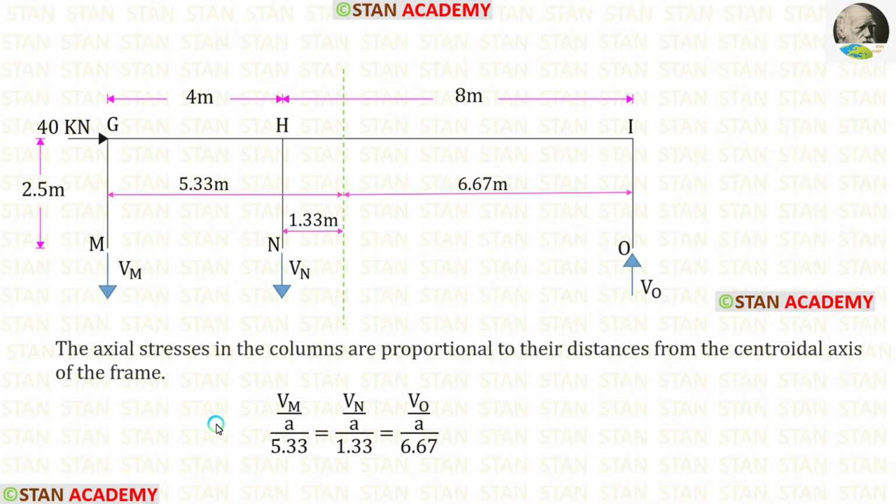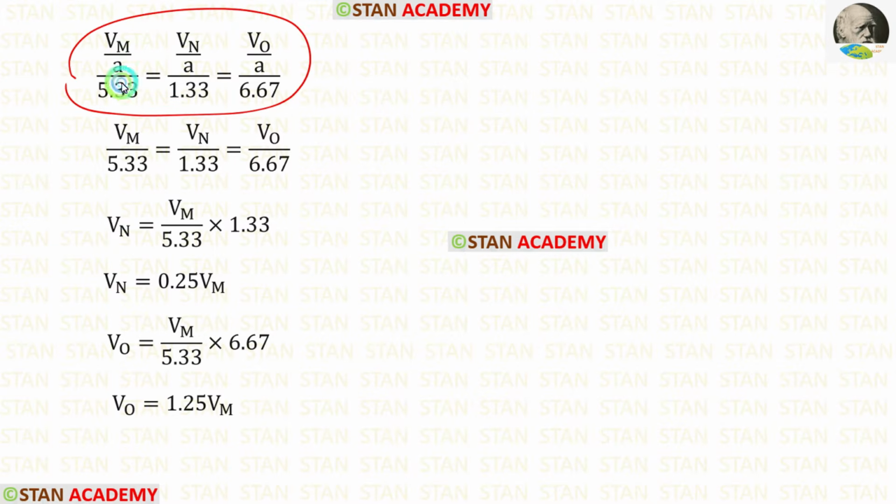Now let us apply the distances from the centroid. For the member GM, it is 5.33. For the member HN, it is 1.33. And for the member IO, it is 6.67. Here we can eliminate area. Then we will get these.